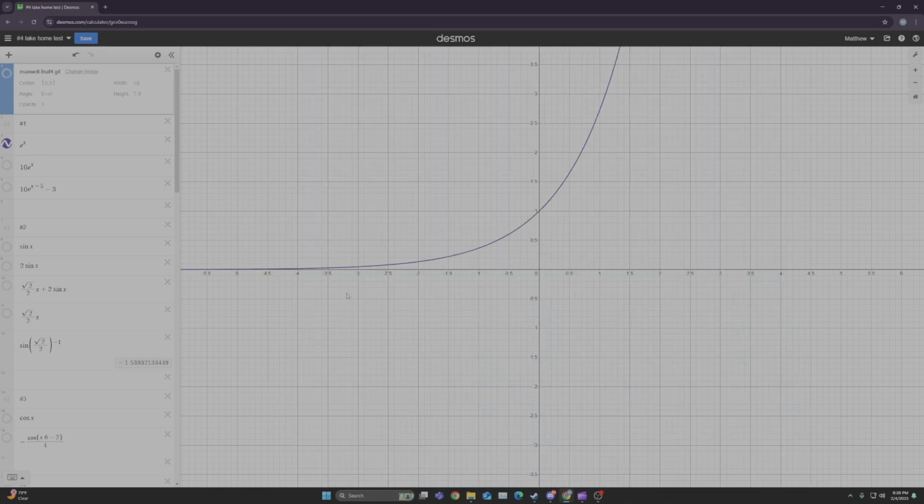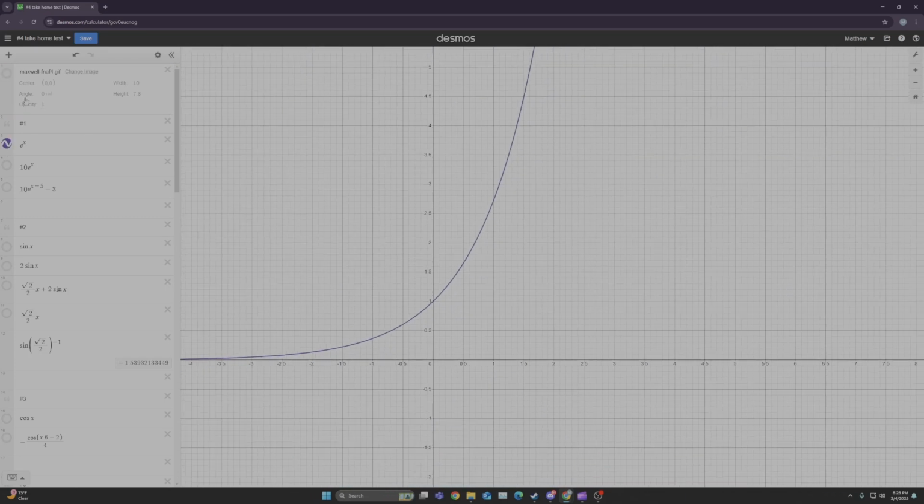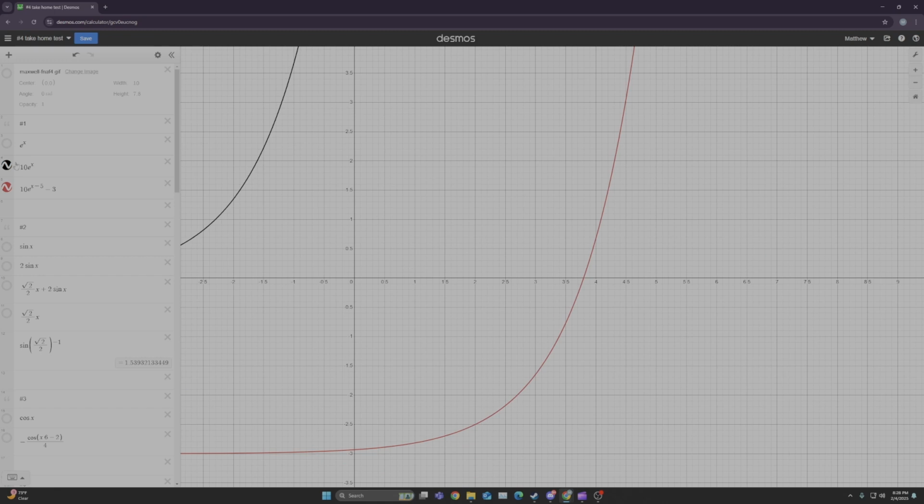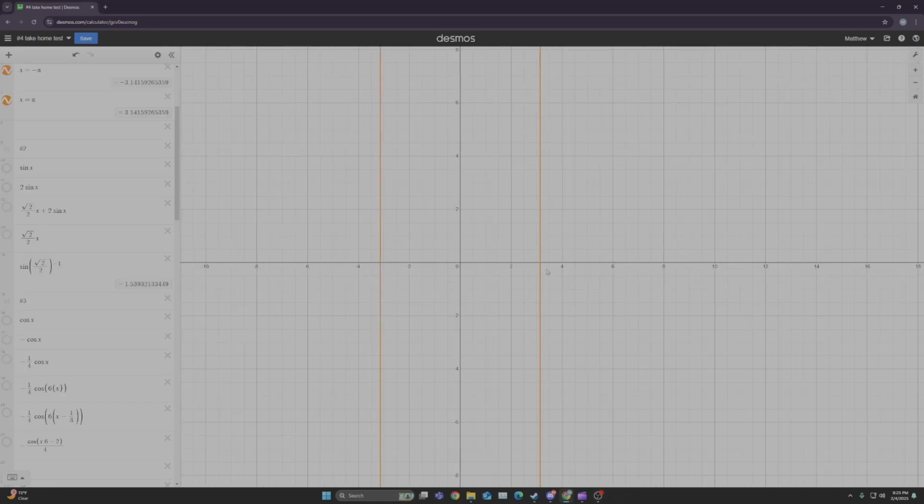So, this is an exponential function, and it starts with stretching it by 10, then moving it to the right by 5 and down 3. So these two orange bars represent 2 pi, or about one wavelength. So this is sine of x.